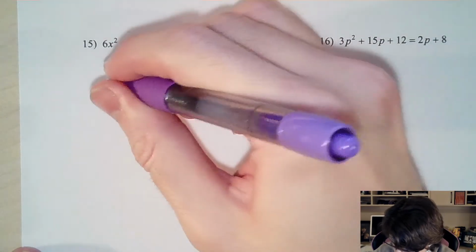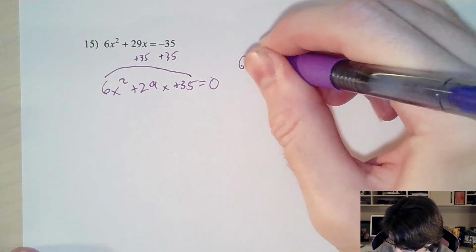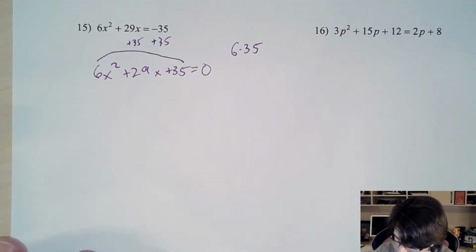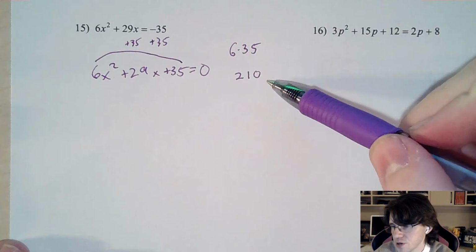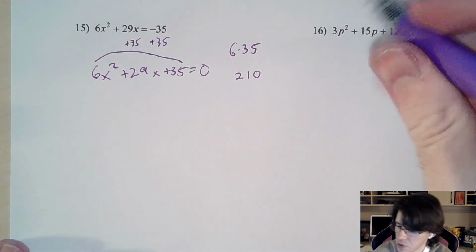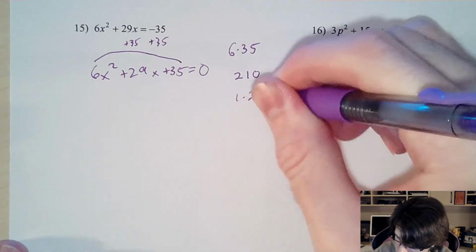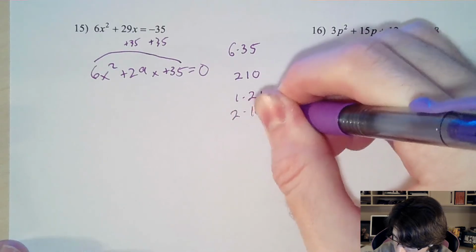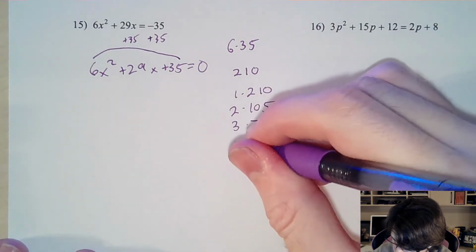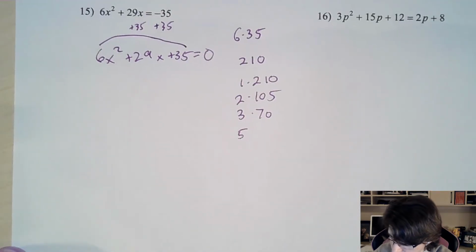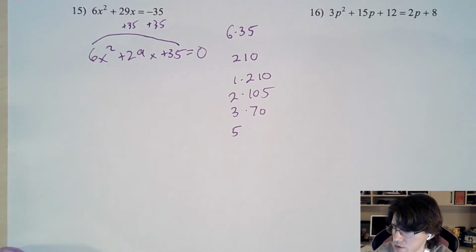So we're going to start by multiplying these edges. 6 times 35, and that's going to give us 210. We need to figure out the numbers that multiply to 210, but add to positive 29. So we can just start going. 1 times 210, 2 times 105, 3 multiplied by 70. Does 4 work? No. Does 5 work? Yes. 5, and you're multiplying it by 42.